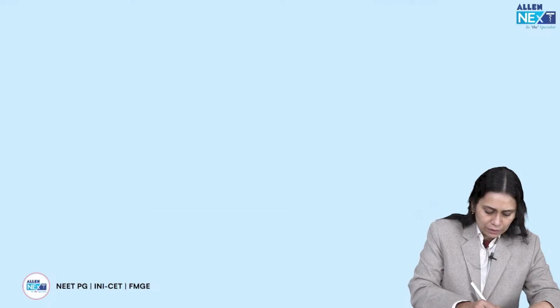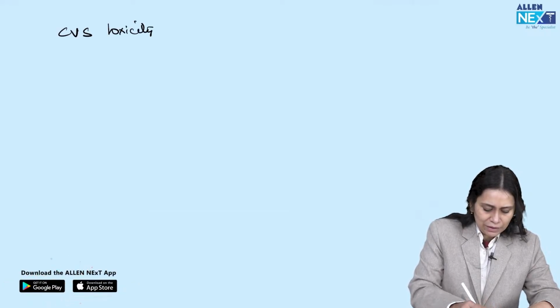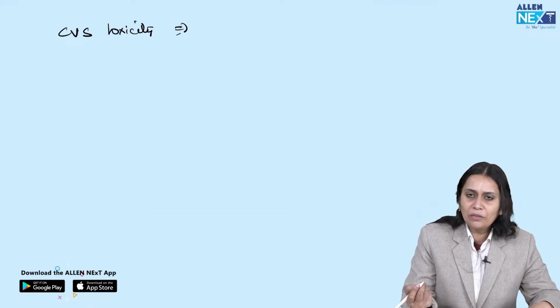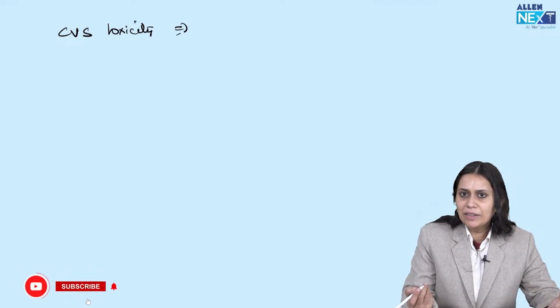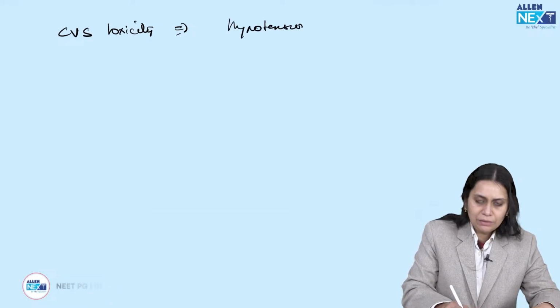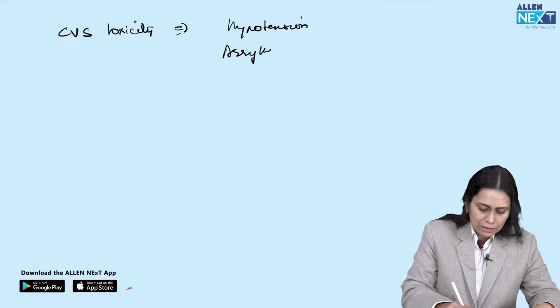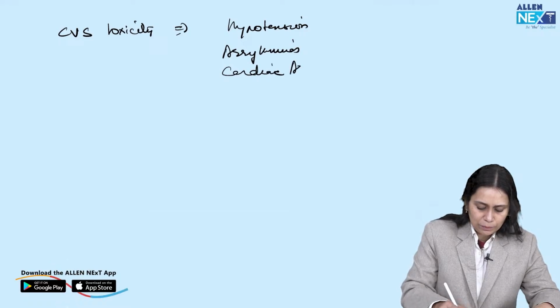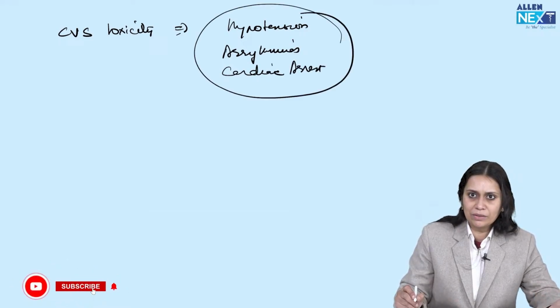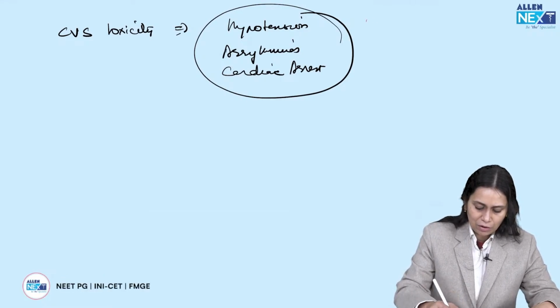Cardiovascular toxicity: what would be the clinical features? In cardiovascular toxicity, hypotension, then arrhythmias, and cardiac arrest. These would be the features of cardiovascular systemic toxicity. Now, these can be life-threatening.